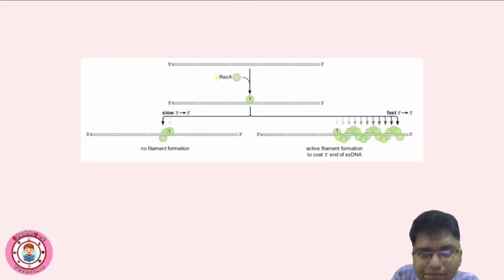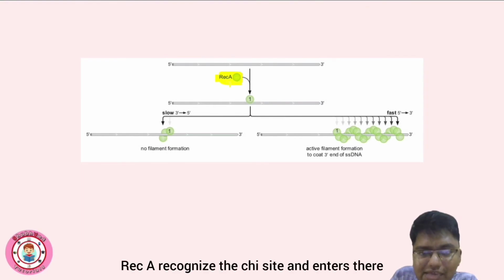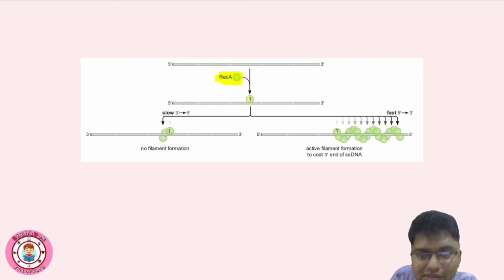So RecA can be said as a homologue of the single strand binding protein. Okay, see now how this binds basically. 5' to 3' direction is fast. Active filament formation to coat 3' end of ssDNA. So this active formation takes place in the 5' to 3' direction only. Very important point. And on the other side, no filament formation takes place. 3' to 5', no filament formation takes place.